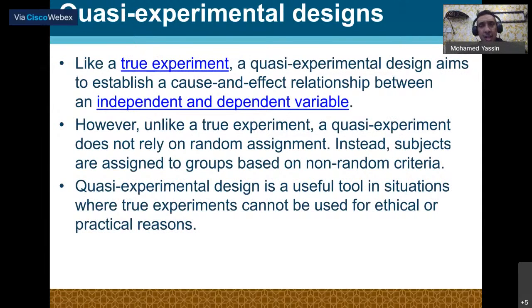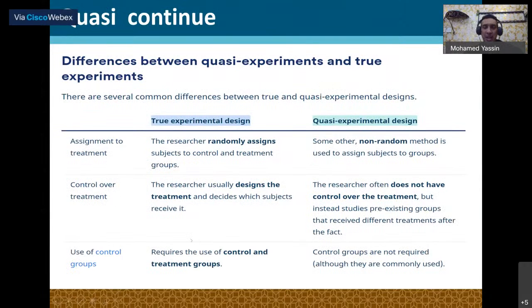We sometimes use this as a synonym when we are talking about a quasi-experimental design. So quasi means like true, or some people use it as a synonym for uncontrolled trials. So what is the difference between the true experiment, which we were just talking about, and the uncontrolled experiment or quasi-experimental design?